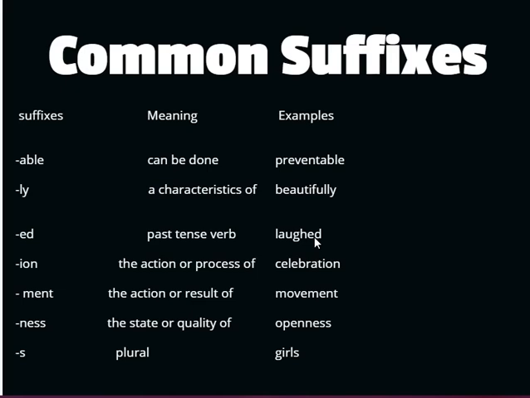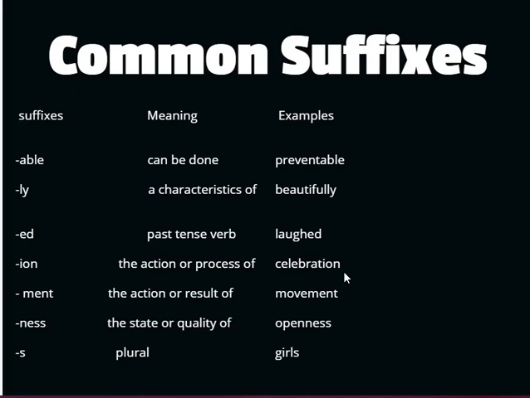Laughed would be something you did before, which becomes past tense. How about the suffix tion? This means the action or process of, like celebrate. You add tion, you become celebration. So now it's a huge celebration and we're having lots of fun. Now, a sentence with this could be something like, they are having a celebration for the new townhouse that just opened down the street. How about ment?